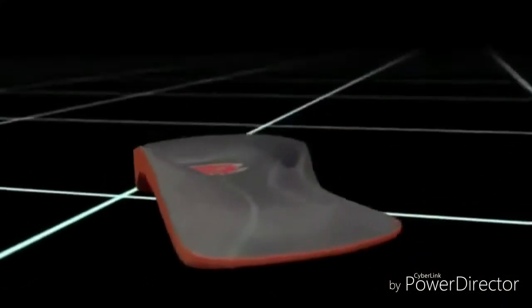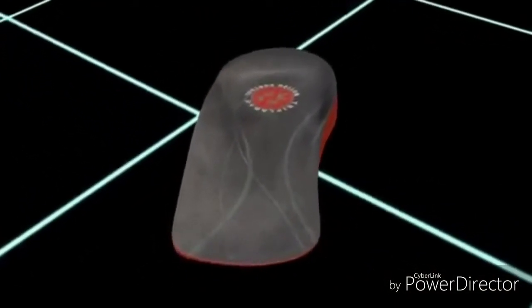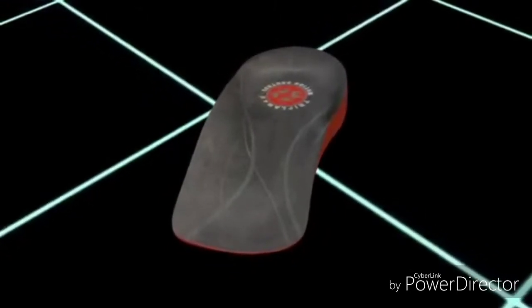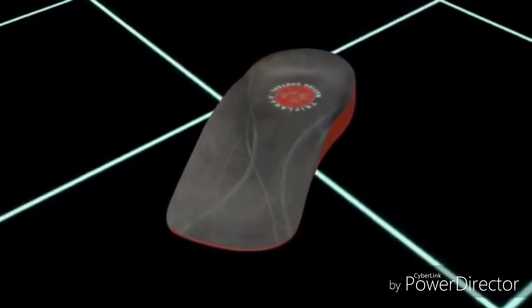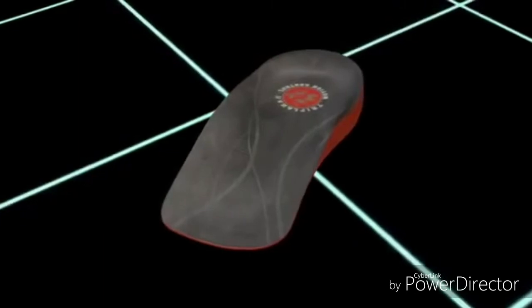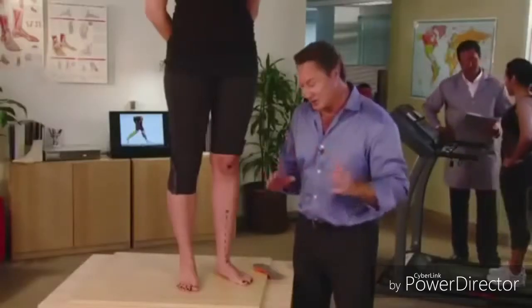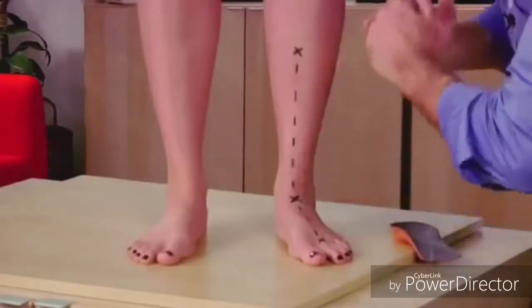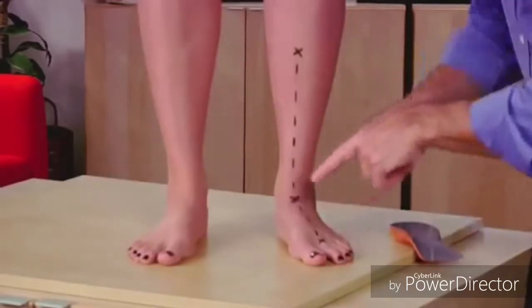So how can orthotic technology help? Our orthotic technology is shown to reduce overpronation, which can cause problems such as heel pain, knee pain, and even back pain. Now if we look at the line on Lauren's leg, you'll see it curved inwards. This is what we call excess pronation.